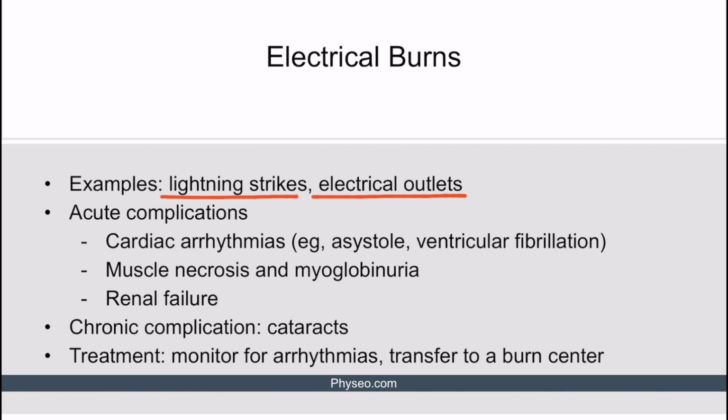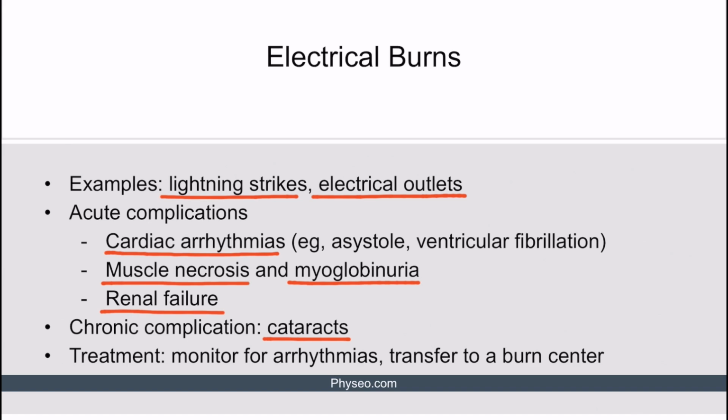Acute complications include cardiac arrhythmias, such as asystole or ventricular fibrillation, as well as muscle necrosis and myoglobinuria, as well as renal failure. The most important chronic complication to remember is the formation of cataracts. All of these complications stem from the damage that electricity inflicts on the body.